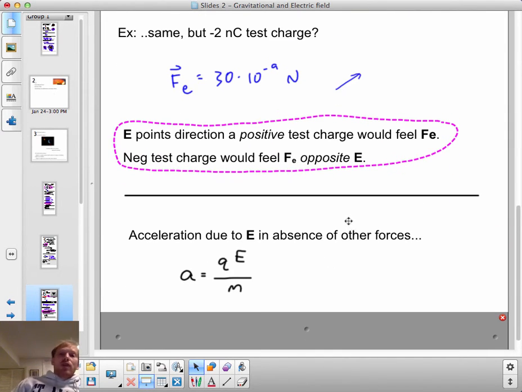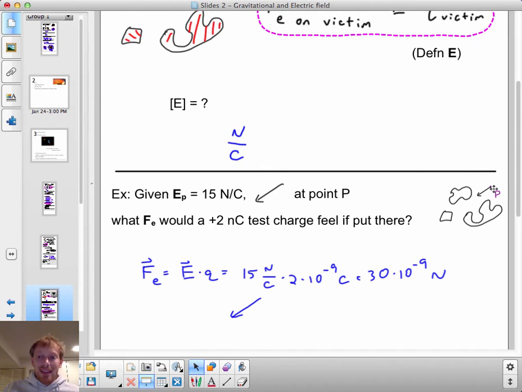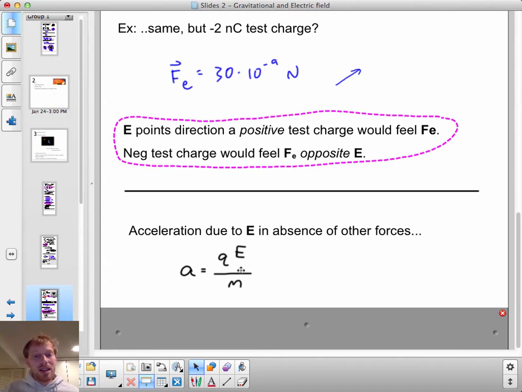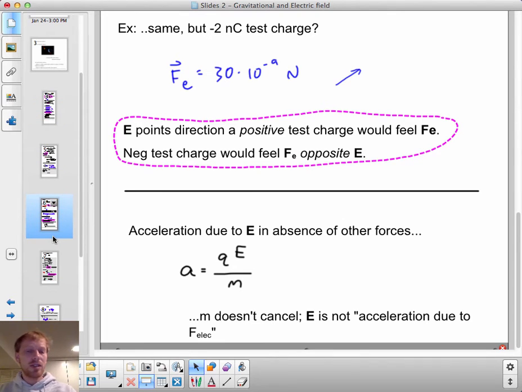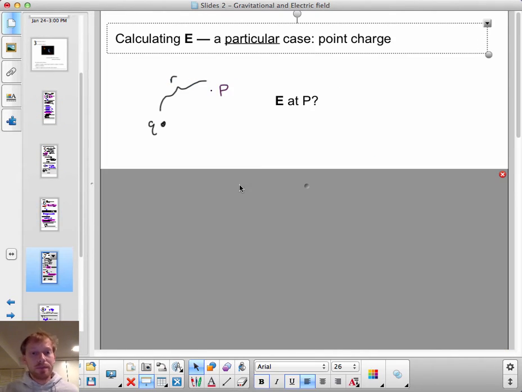If I bring a test charge to a particular location and let go, like I did with the gravitational force, well, I don't have anything cool to say about that, because there was an mg in the numerator before, but now there's a qE, and so the m doesn't cancel. I don't have anything to say about the acceleration due to the electric force. The electric field is not an acceleration as the gravitational field is.